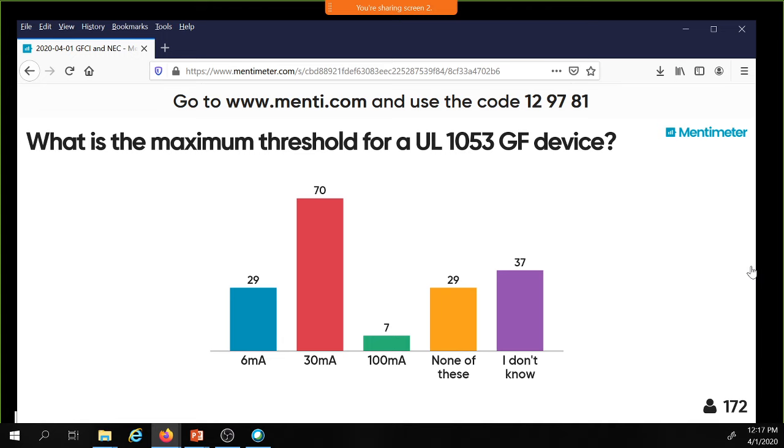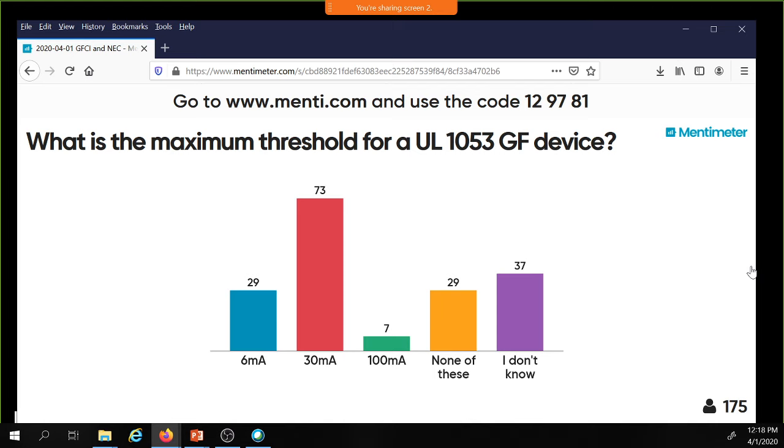What is the maximum threshold for a UL 1053 ground fault device? This is a good one. 1053 is ground fault protection of equipment. We've got 6 milliamps. Now those 29 are thinking GFCIs, not GFPE. Remember, a 1053 device is ground fault protection of equipment. I've got 30 milliamps, and I'll tell you what, years ago, that's what I would have said too, because in my mind, every GFPE device was a 30 milliamp device.